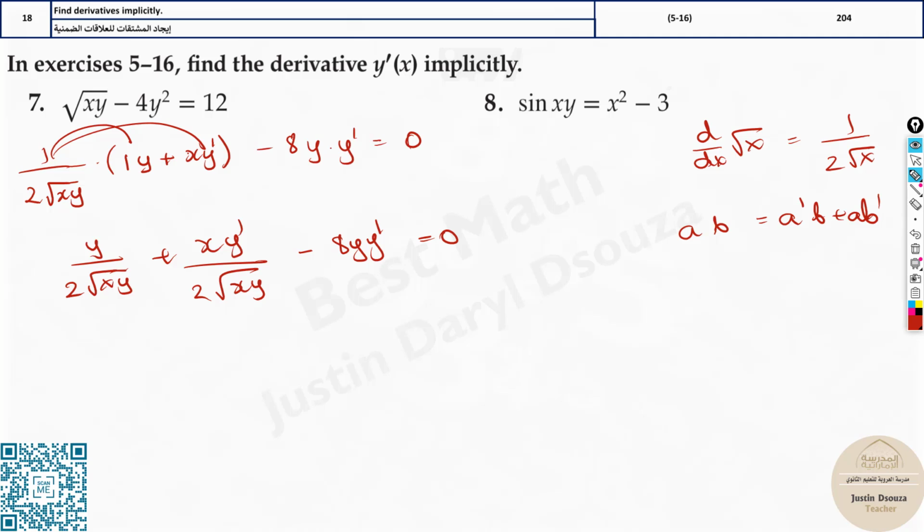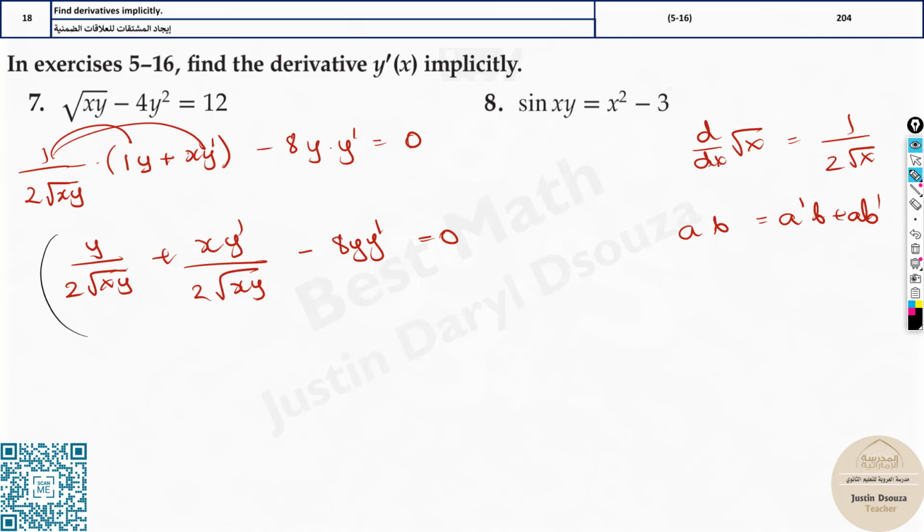Now I'm 100% sure in your textbook they generally don't keep fractions. So I will do this as the textbook method and then I will tell a shorter method. Your textbook solutions generally require you to not have any denominator. They require to have everything in the numerator. So you can see there is 2 square root xy, 2 square root xy.